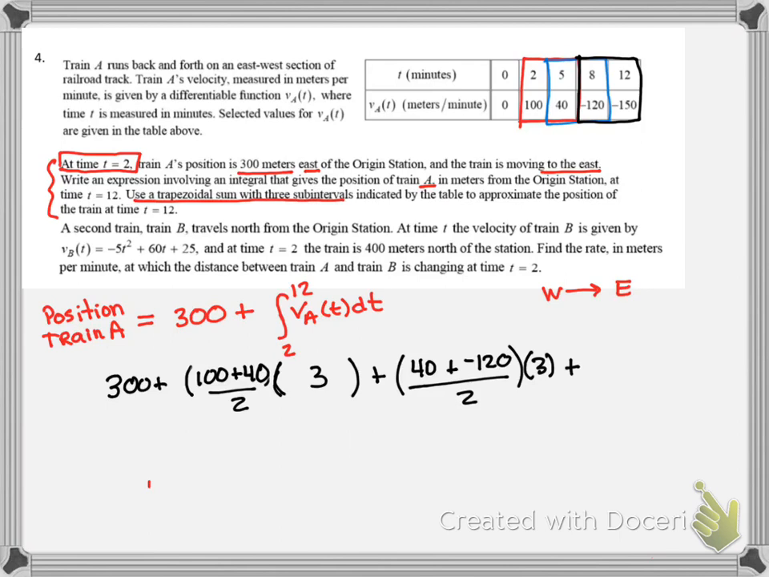Plus negative 120 plus a negative 150. Find that average. And that base is 12 to 8, or 4 is our base.